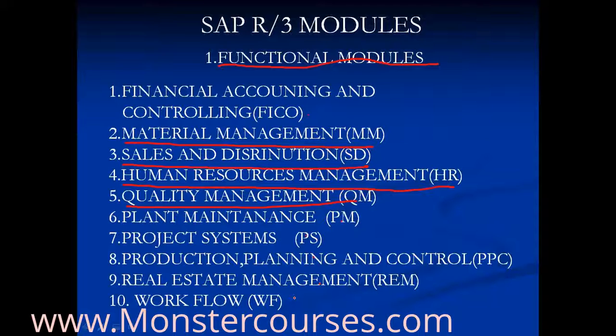Here every module is a separate software, and each software is integrated with the other software. One more thing is, the companies cannot purchase only FICO, only MM, only SD. They have to purchase the SAP licenses, or you can say user licenses. Then the SAP company will deliver all these softwares together for them. And it is the will and choice of the client company to use one or more or all of these softwares.